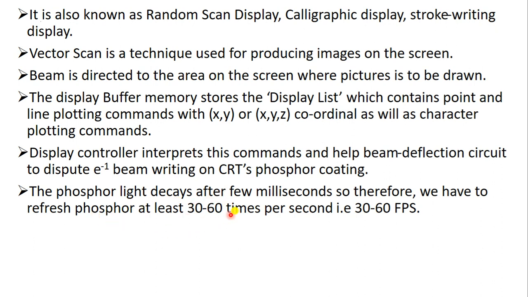It will be refreshed 30 to 60 times per second, because the light decays after a few milliseconds. Whatever glow is there will decay. For this reason, the phosphorus screen will be refreshed 30 to 60 times per second, and only then will the light glow, so that we can see the image.